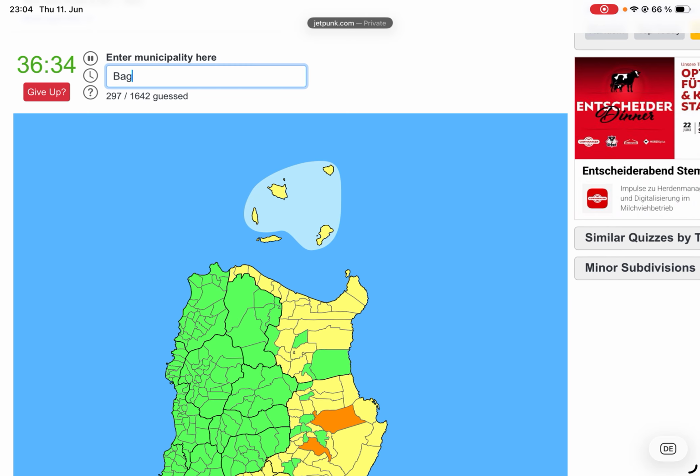We have Bagao. We have Amulung. Igig. We have Solana. Enrile. Tuao. Piat, Santo Niño, Lasam, Gataran, Lallo, Ayacapan. Here we have Santa Ana, Gonzaga, Santa Teresita.